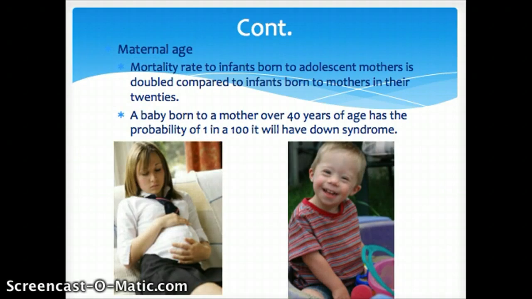The age of the mother plays a large role in the health of a child as well. The mortality rate of infants born to adolescent mothers is doubled compared to infants born to mothers in their 20s. A baby born to a mother over 40 years of age has the probability of 1 in 100 that it will have Down syndrome. But according to babycenter.com, studies show that the healthier mothers remain while pregnant at an older age, their reproductive systems remain healthier than what we thought was possible in the past.